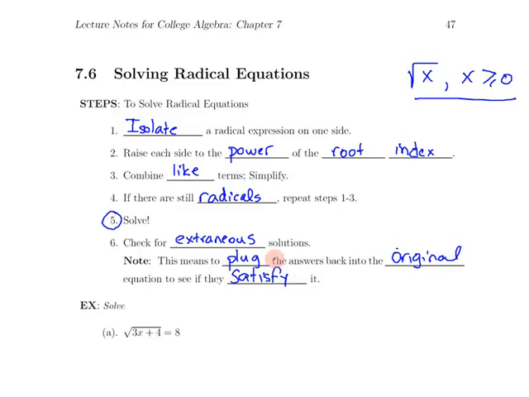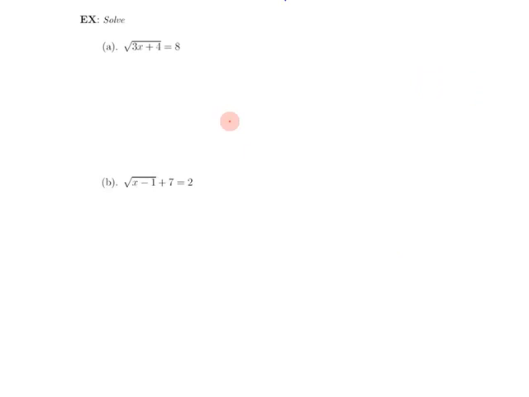So at the very end, the last step is to actually check your answer. And you need to do this, you're required to do this, because it is possible that your answer, or one of your answers, may not be an actual solution to the problem. Okay? The technique of steps 1 through 5 can produce all the possible solutions, but may also produce additional solutions that we call extraneous.